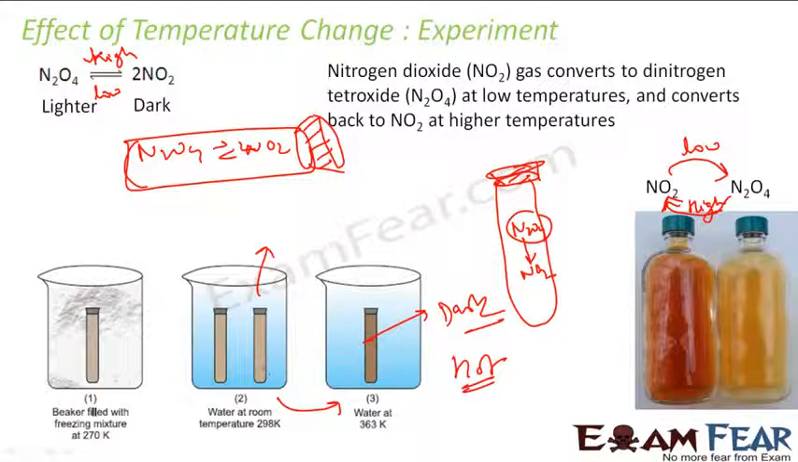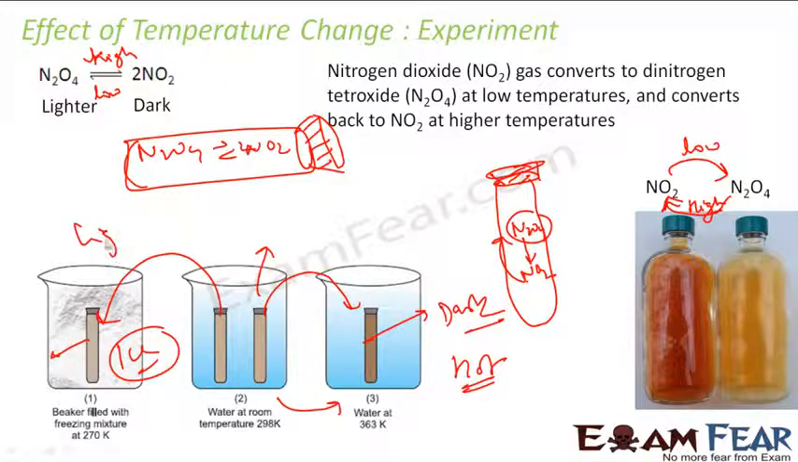Similarly, the room temperature one test tube I took here, and another test tube I'll take here. And this test tube I keep in the ice, very cold. So when it's cold, what happens? NO2, whatever was here, becomes N2O4, and N2O4 is light. So the color of this becomes light, right? So you had two test tubes which had an NO2 and N2O4 mixture in equilibrium.